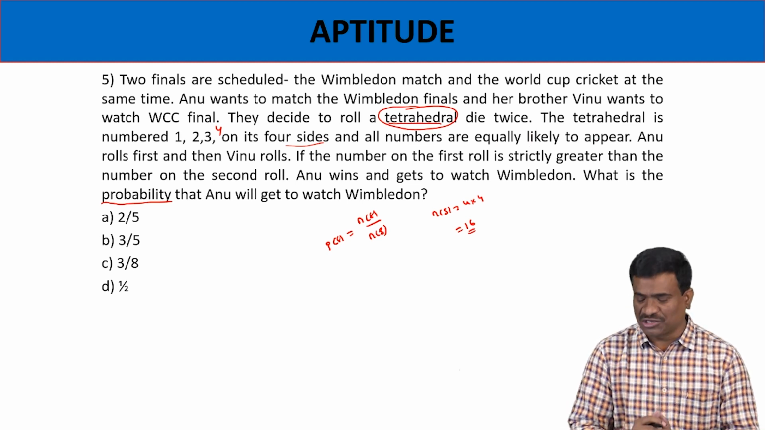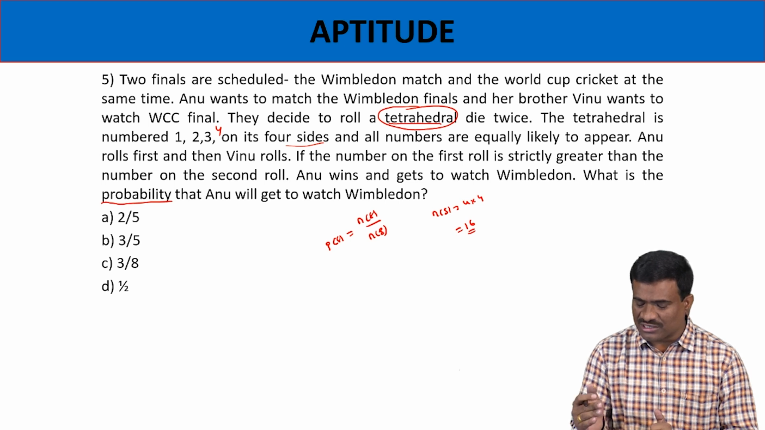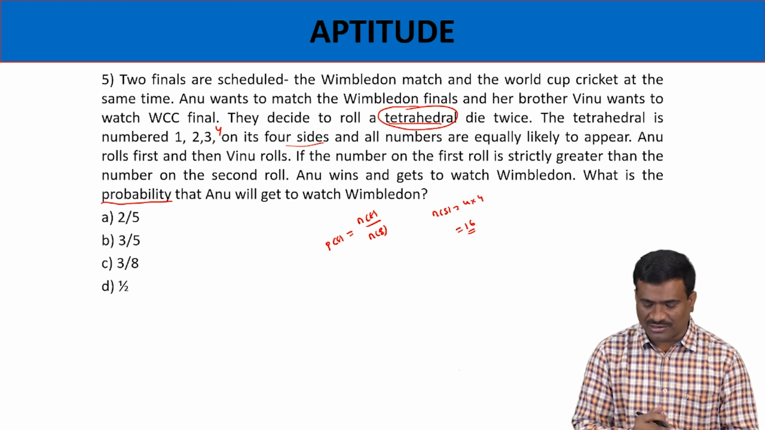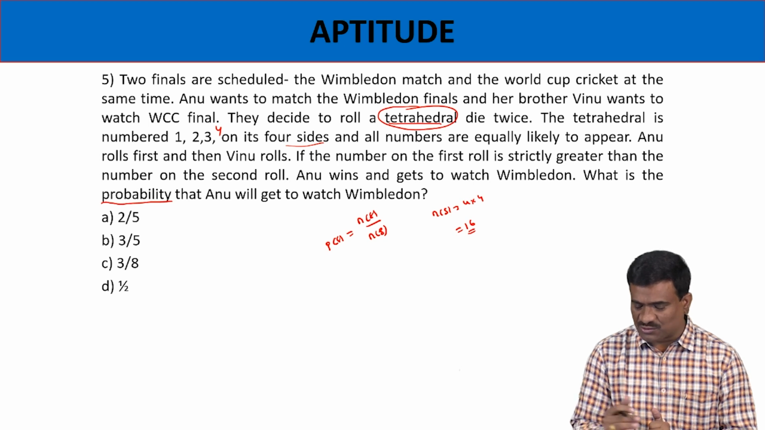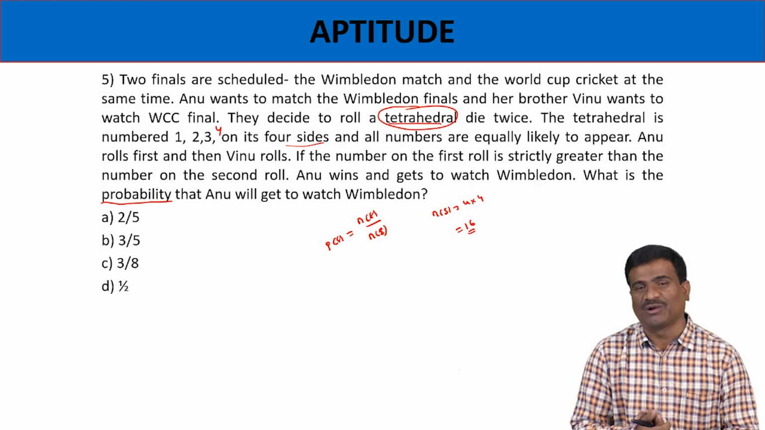Next, the event condition. Anu rolls first and then Vinu rolls second. If the number on the first roll is strictly greater than the second, Anu wins and gets to watch Wimbledon. What is the probability that Anu will get to watch Wimbledon?